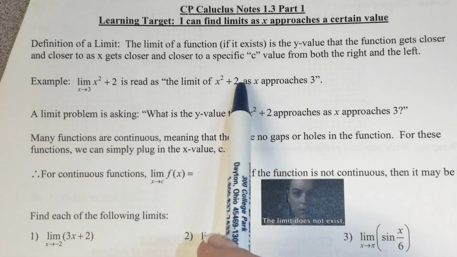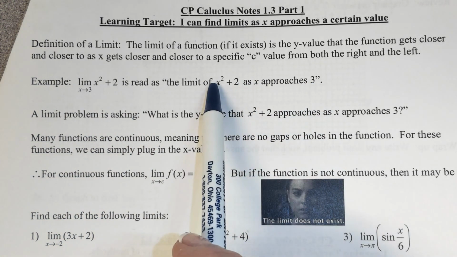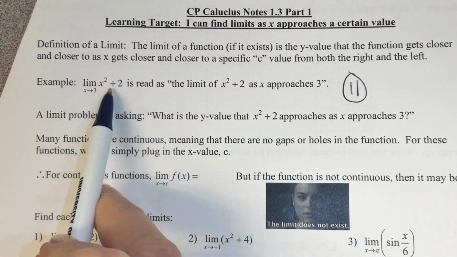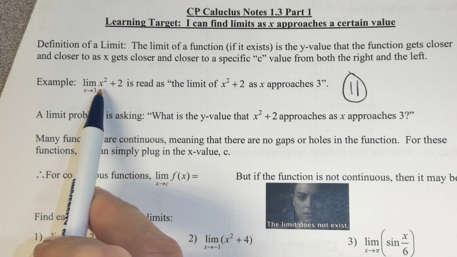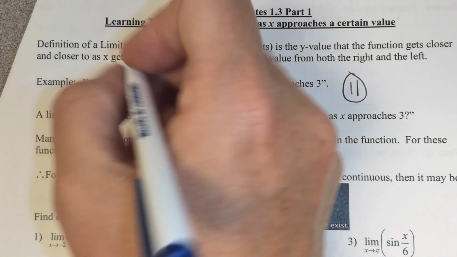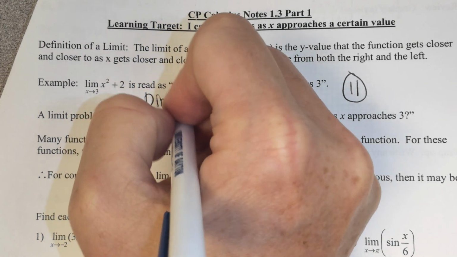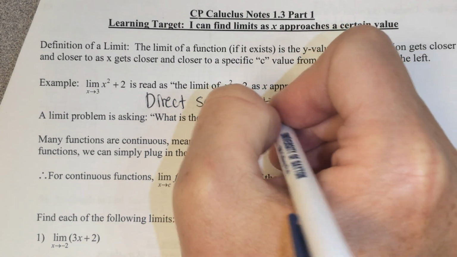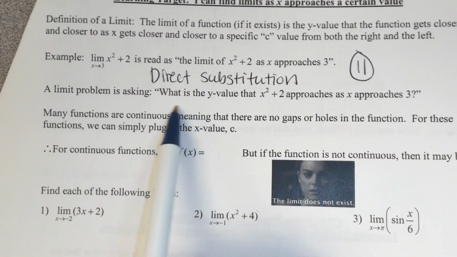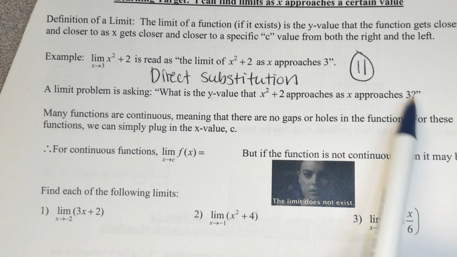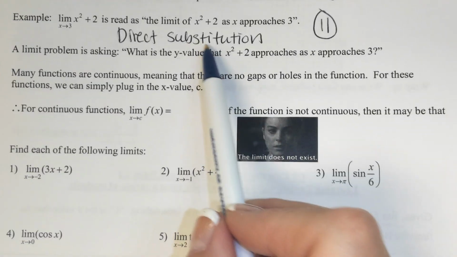Plug it in, yeah, just plug in the number. So if I plug 3 in here, I get 11. So that's the answer to this limit. We don't have to have a diagram to find the limit. All we have to do is substitute in the value. This is called direct substitution. What is the y value that this is approaching as x approaches 3? We don't necessarily have to be equal to 3, but in this case we are.